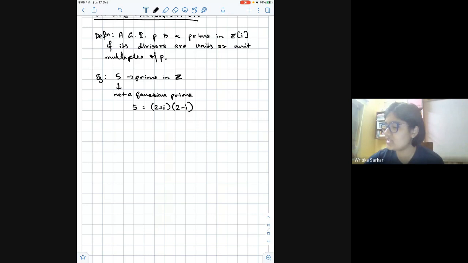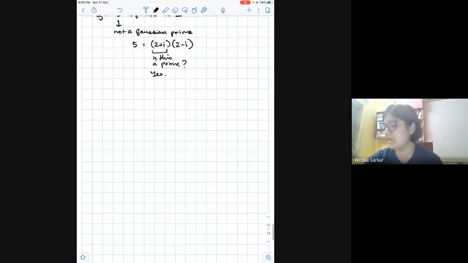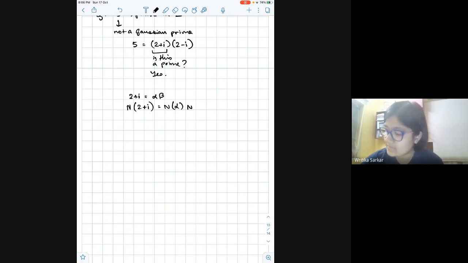Now the next question is: is 2 plus I a Gaussian prime? Well, yes, it is a prime. And to see this, if we write 2 plus I as alpha times beta, and we take the norm of both sides, then we have norm of 2 plus I is equal to norm of alpha times norm of beta, and this thing here is just going to be 5. So you have 5 is equal to norm of alpha times norm of beta.